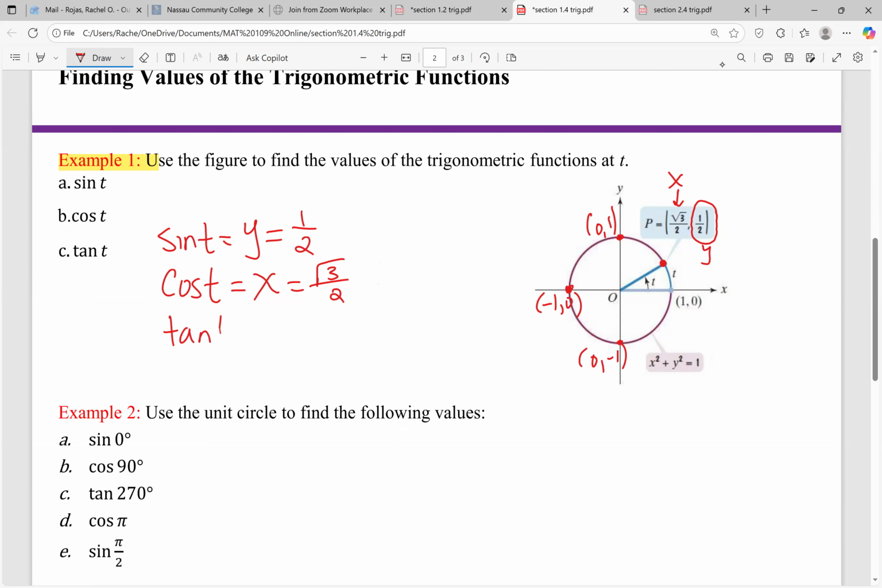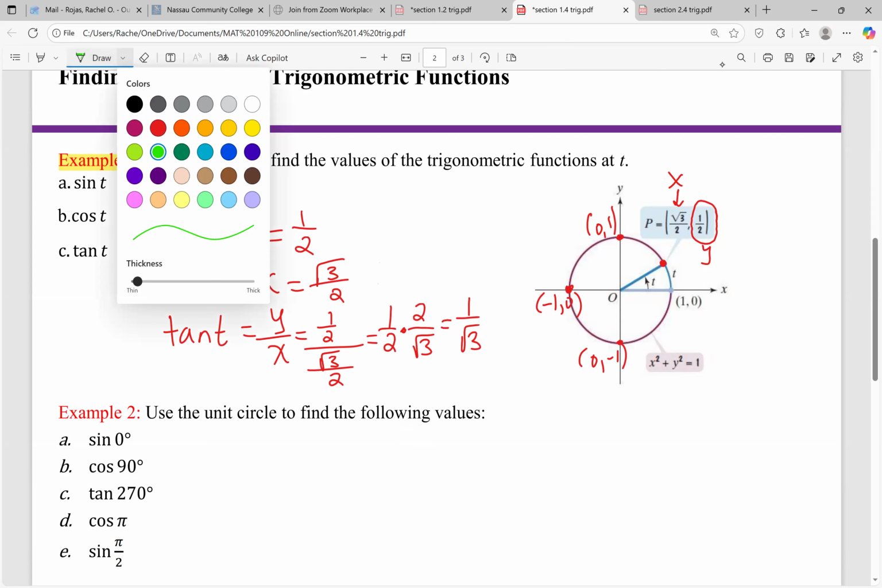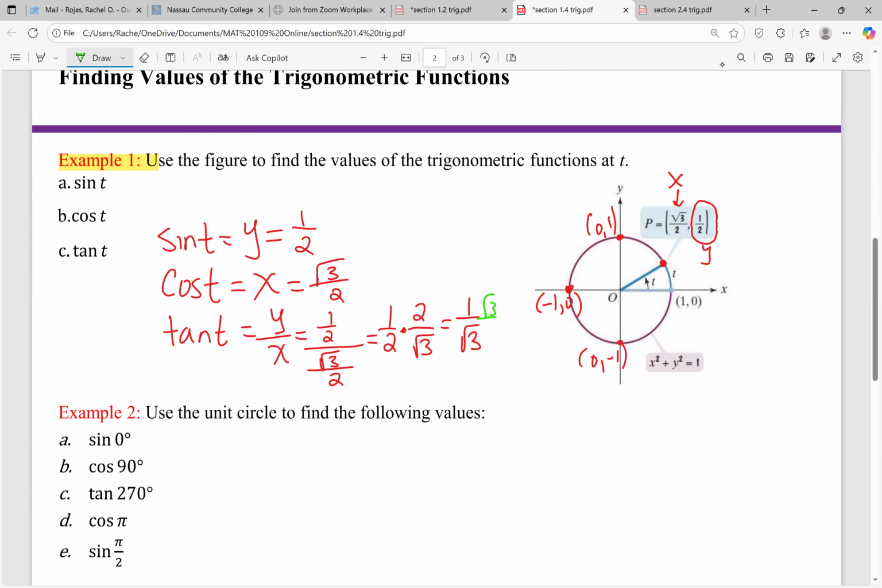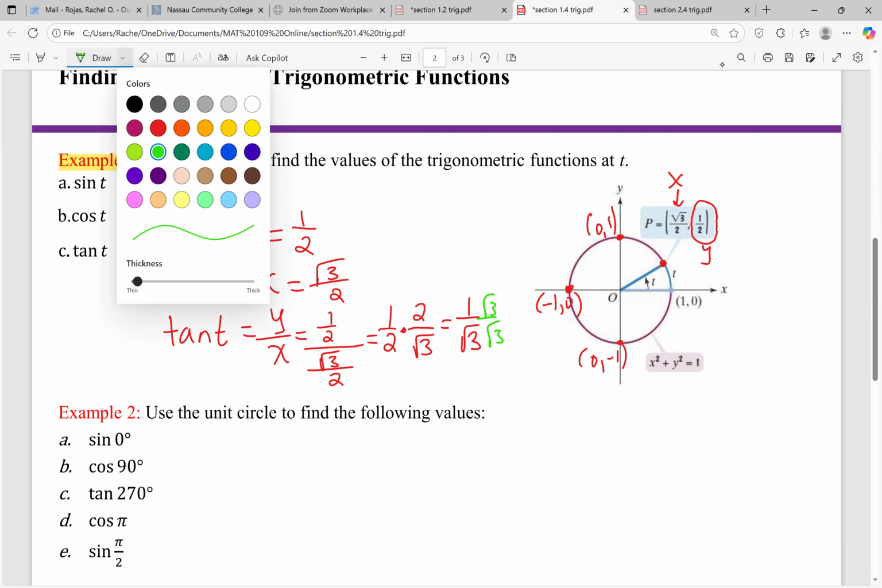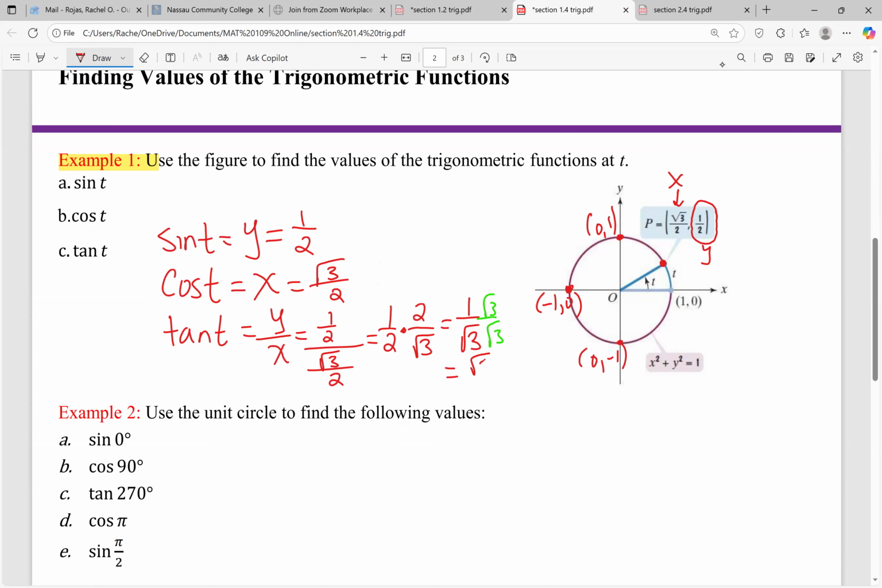And then the tangent of t is going to be equal to y over x, which is 1/2 over radical 3 over 2. And that's equal to 1/2 times the reciprocal, so 2 over radical 3, and that's going to be 1 over radical 3. And if we rationalize the denominator by multiplying the top and the bottom by rad 3 over 3, we're going to end up with radical 3 over 3 for tan t.